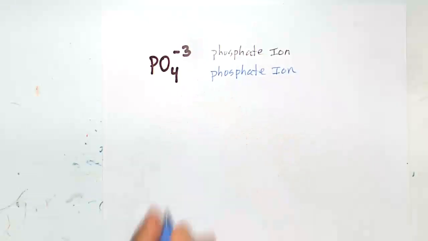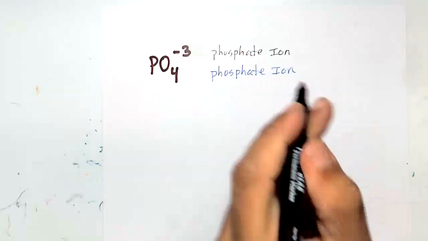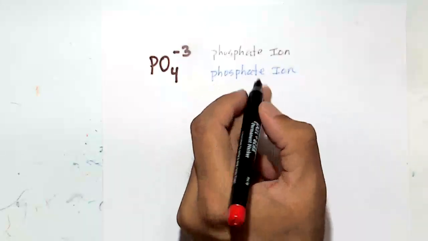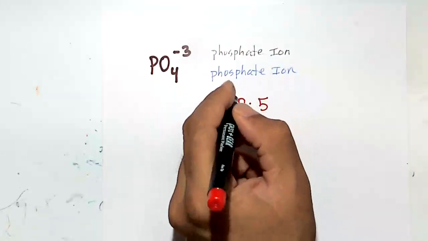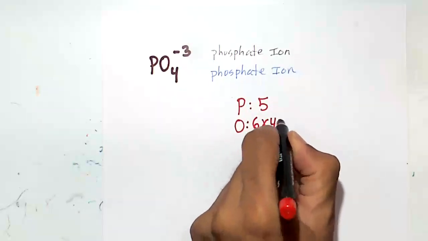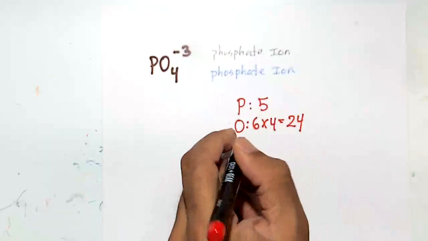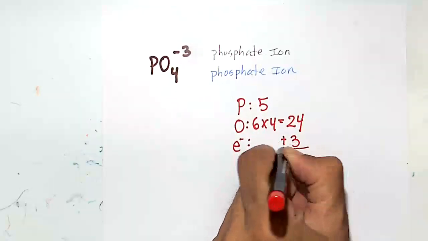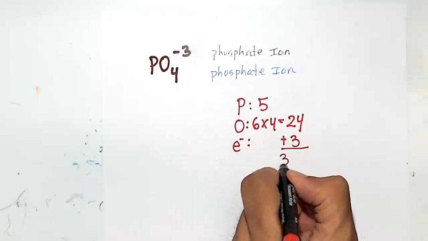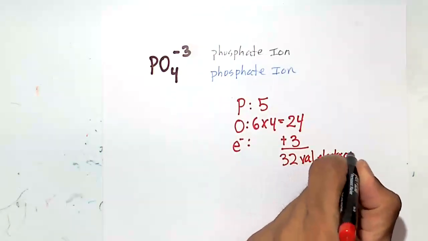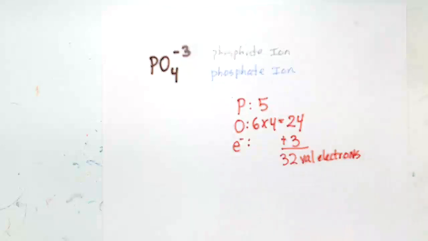What is phosphorus happy at? 5. Very good. It's right below nitrogen. What is oxygen happy at? Okay, but we have 4 of those, so that's 24. And then what does the minus 3 tell us? Okay, 3 electrons. So our goal is to get 32 valence electrons around PO4 minus 3.